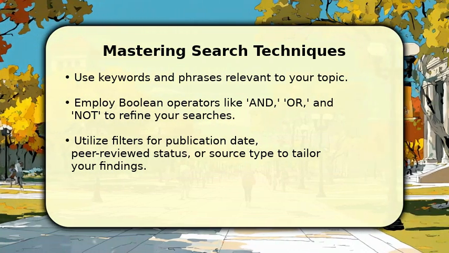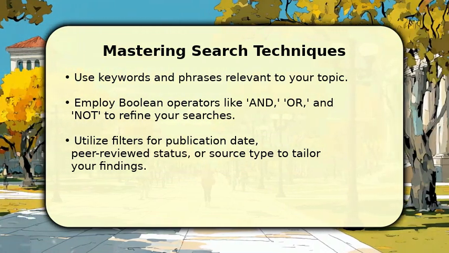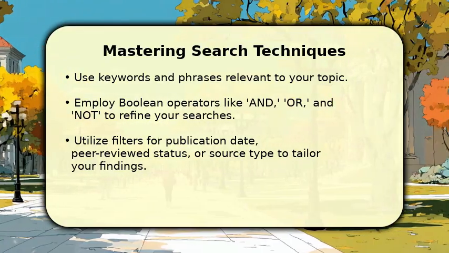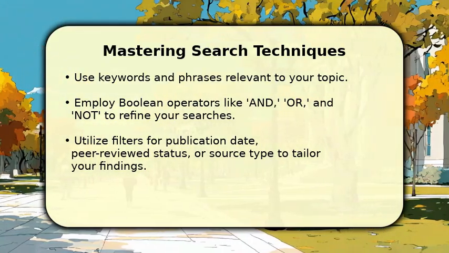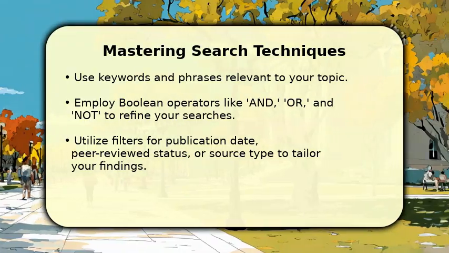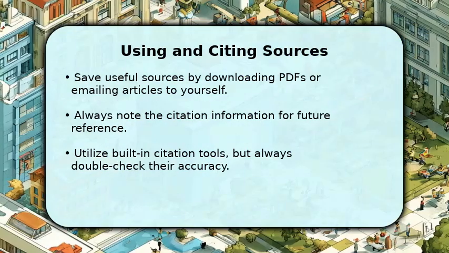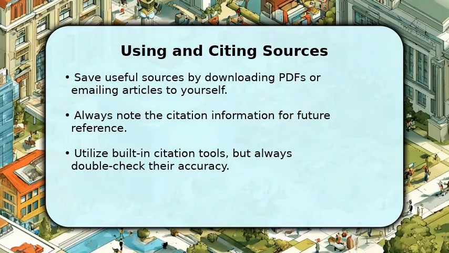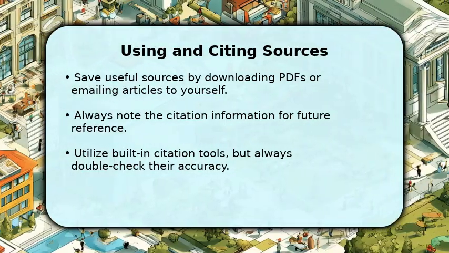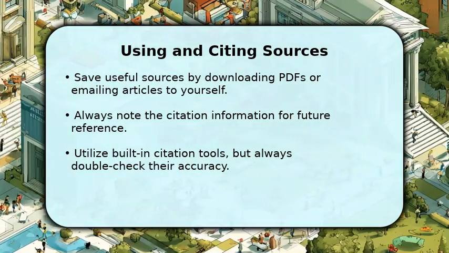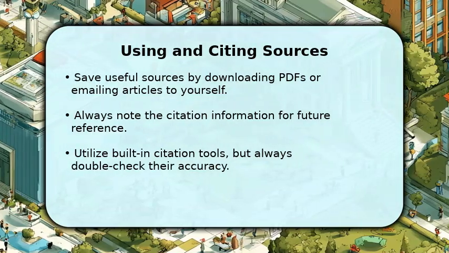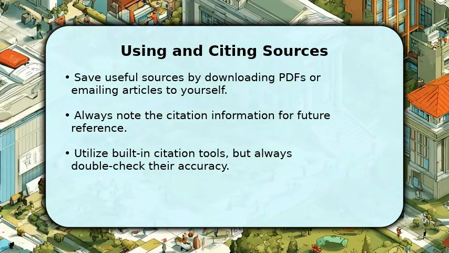Refine your search using filters for publication date, peer-reviewed status, or source type, such as journal articles or dissertations, to precisely tailor your findings. Once you find useful sources, ensure you save them properly by downloading PDFs or emailing articles to yourself. Crucially, always note the citation information.